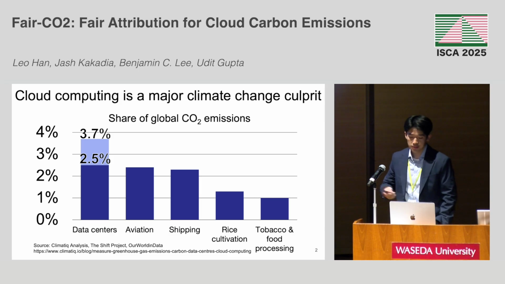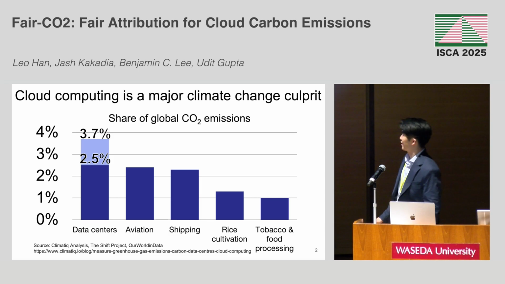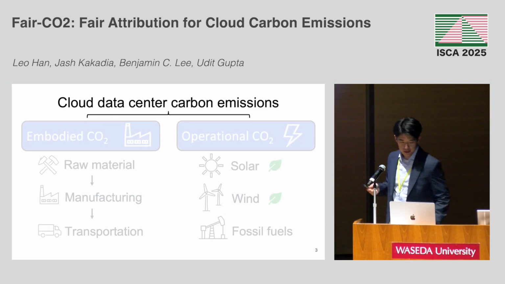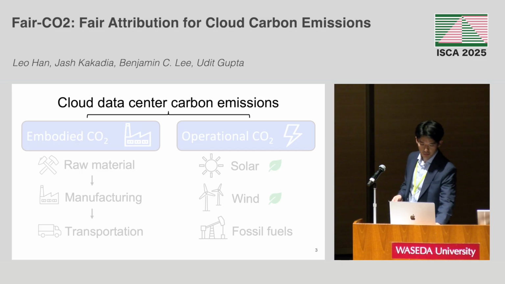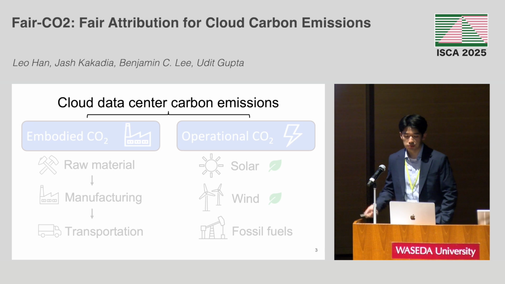Currently, cloud computing accounts for an estimated 2.5 to 3.7% of global carbon emissions. And that is more than both the aviation industry and the shipping industry, making cloud computing a major climate change culprit. The carbon footprint of data centers can be divided into two major components.